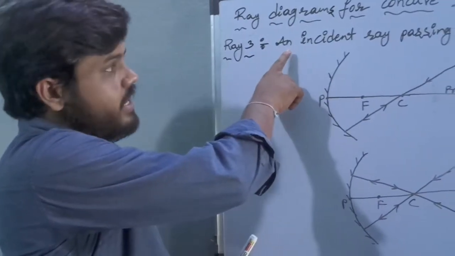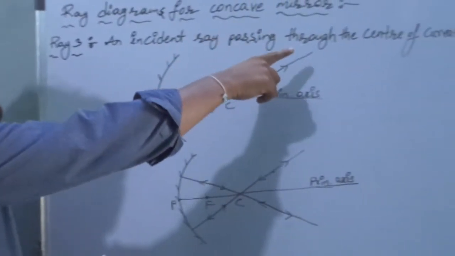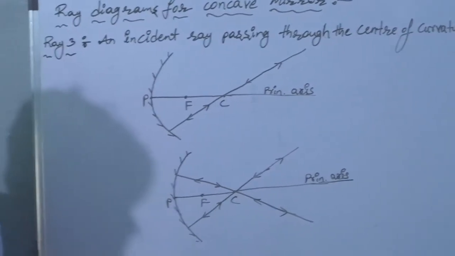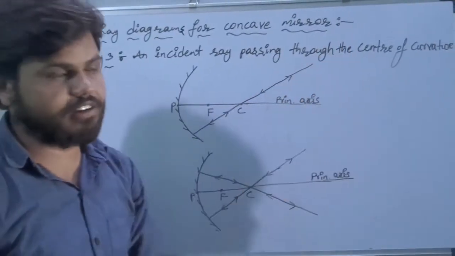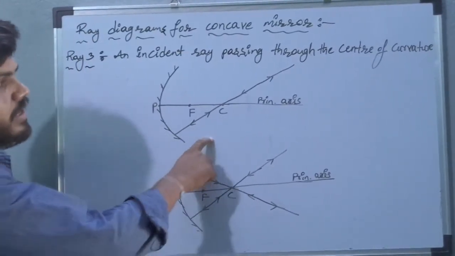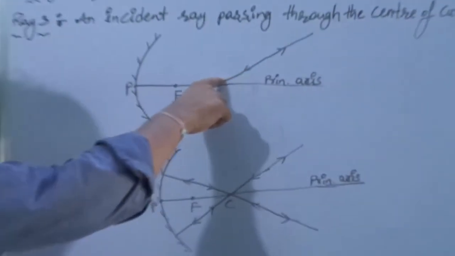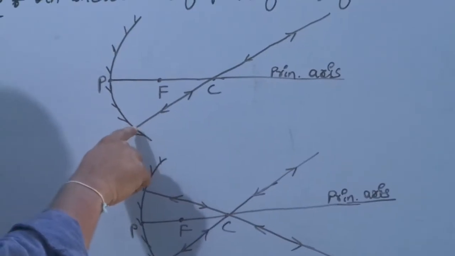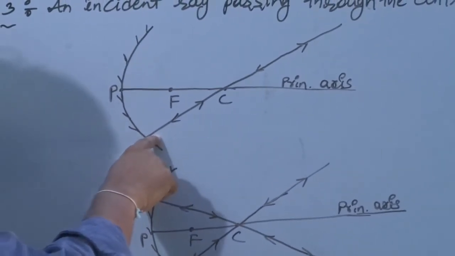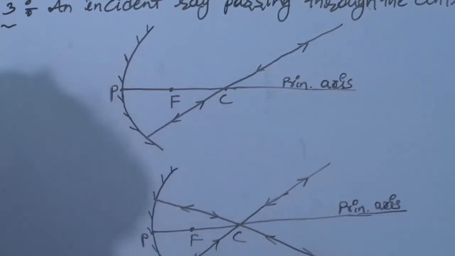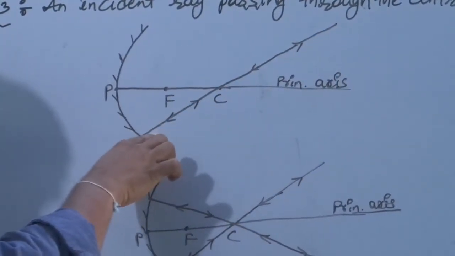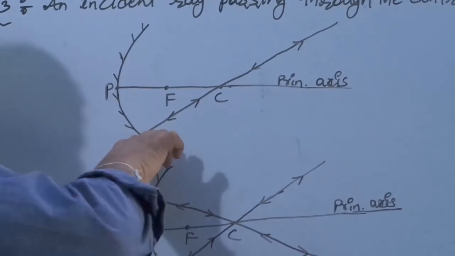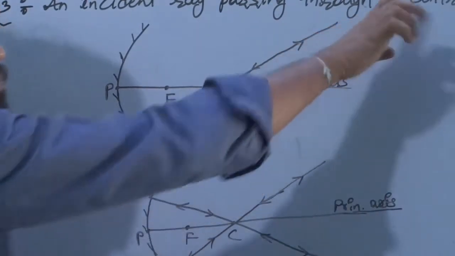Next ray, an incident ray passing through the center of curvature. See the diagram. The incident ray is passing through the center of curvature. After reflection, it passes along the same path.